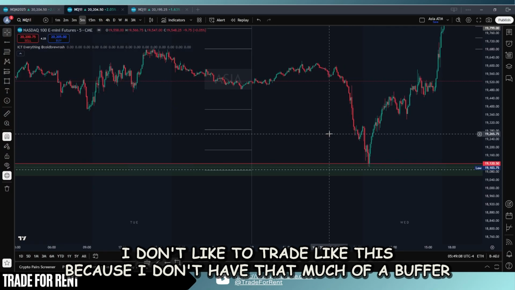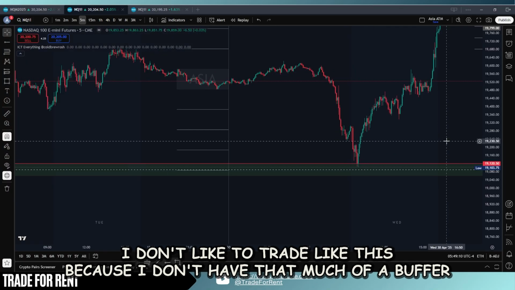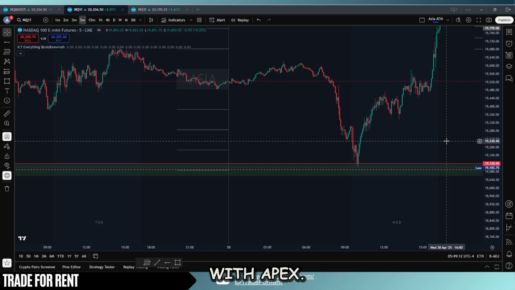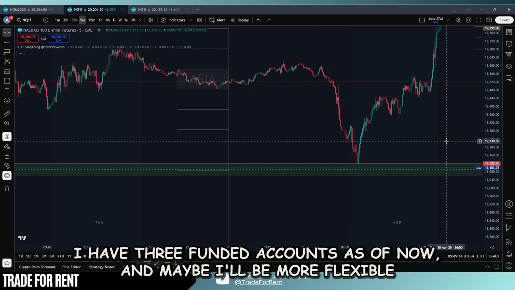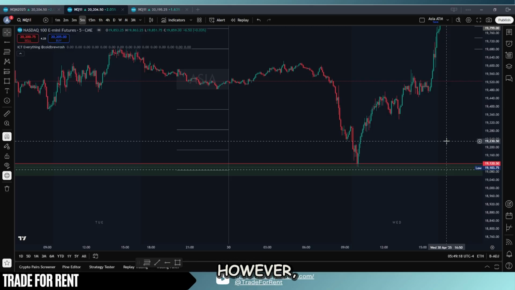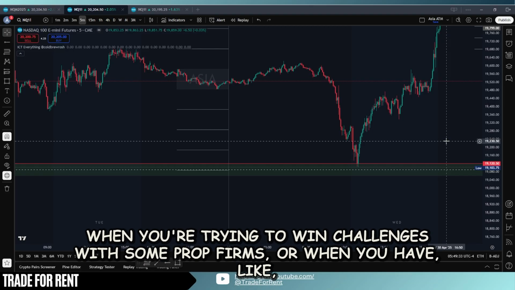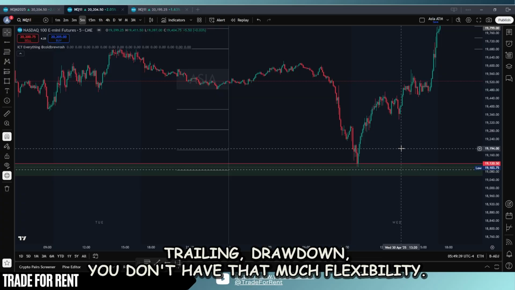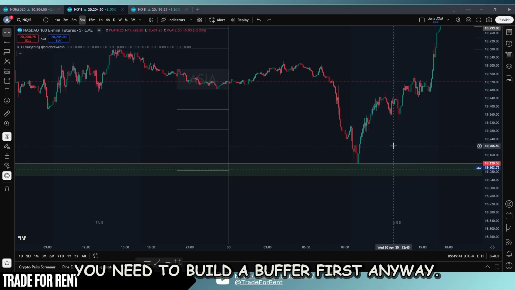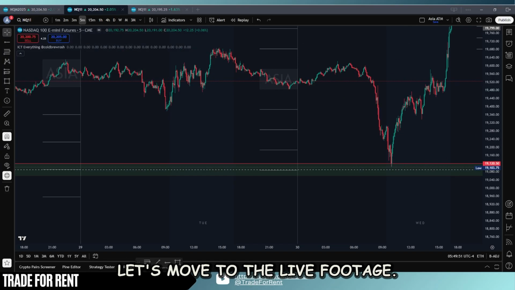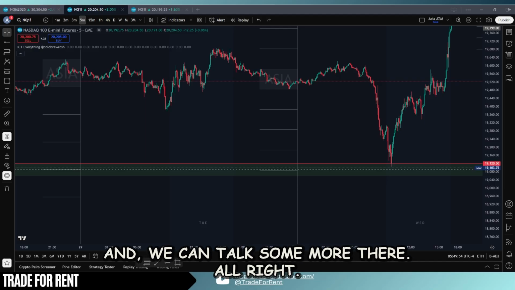I don't like to trade like this because I don't have that much of a buffer when it comes to my accounts. With Apex, I have 3 funded accounts as of now, and maybe I'll be more flexible into trying new setups. However, when you're trying to win challenges with some prop firms, or when you have live trailing drawdown, you don't have that much flexibility. You need to build a buffer first. Anyway, let's move to the live footage, and we can talk some more there.